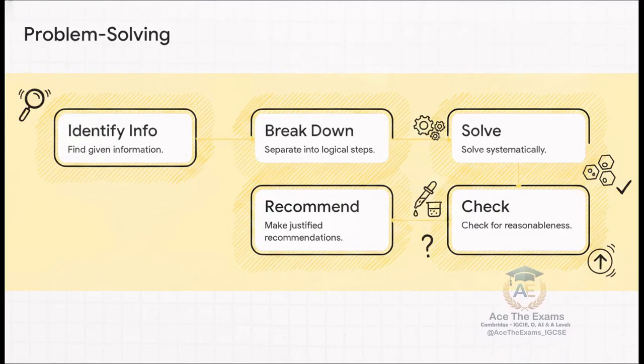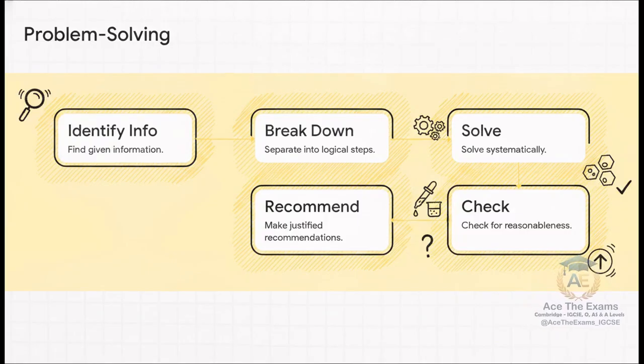1. Identify the given info. 2. Break it into logical steps. 3. Solve systematically. 4. Check for reasonableness. And 5. Make justified recommendations. By explicitly writing out your systematic working and checking to see if your biological conclusion actually makes sense, you ensure you capture every single available method mark.